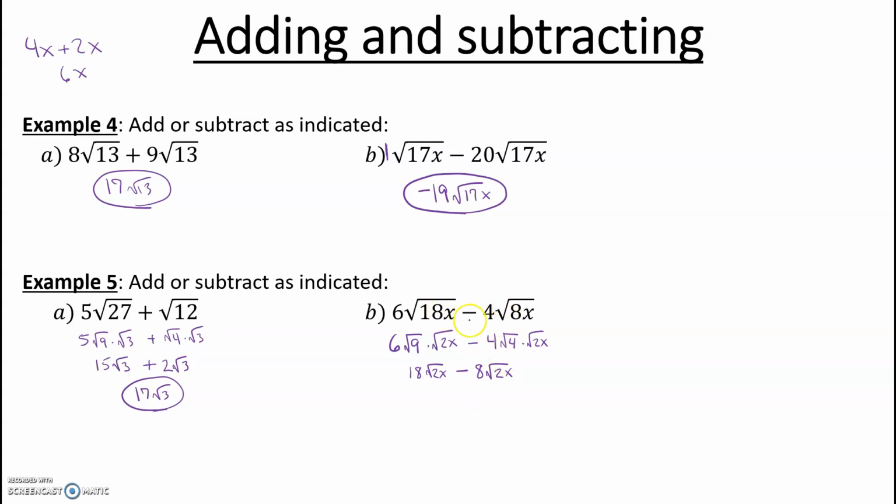And now something that looked like you couldn't subtract, now you can. I have 18 root 2x's minus 8 root 2x's. So 18 minus 8 leaves me with 10 of those root 2x's. All right, so that was adding and subtracting.